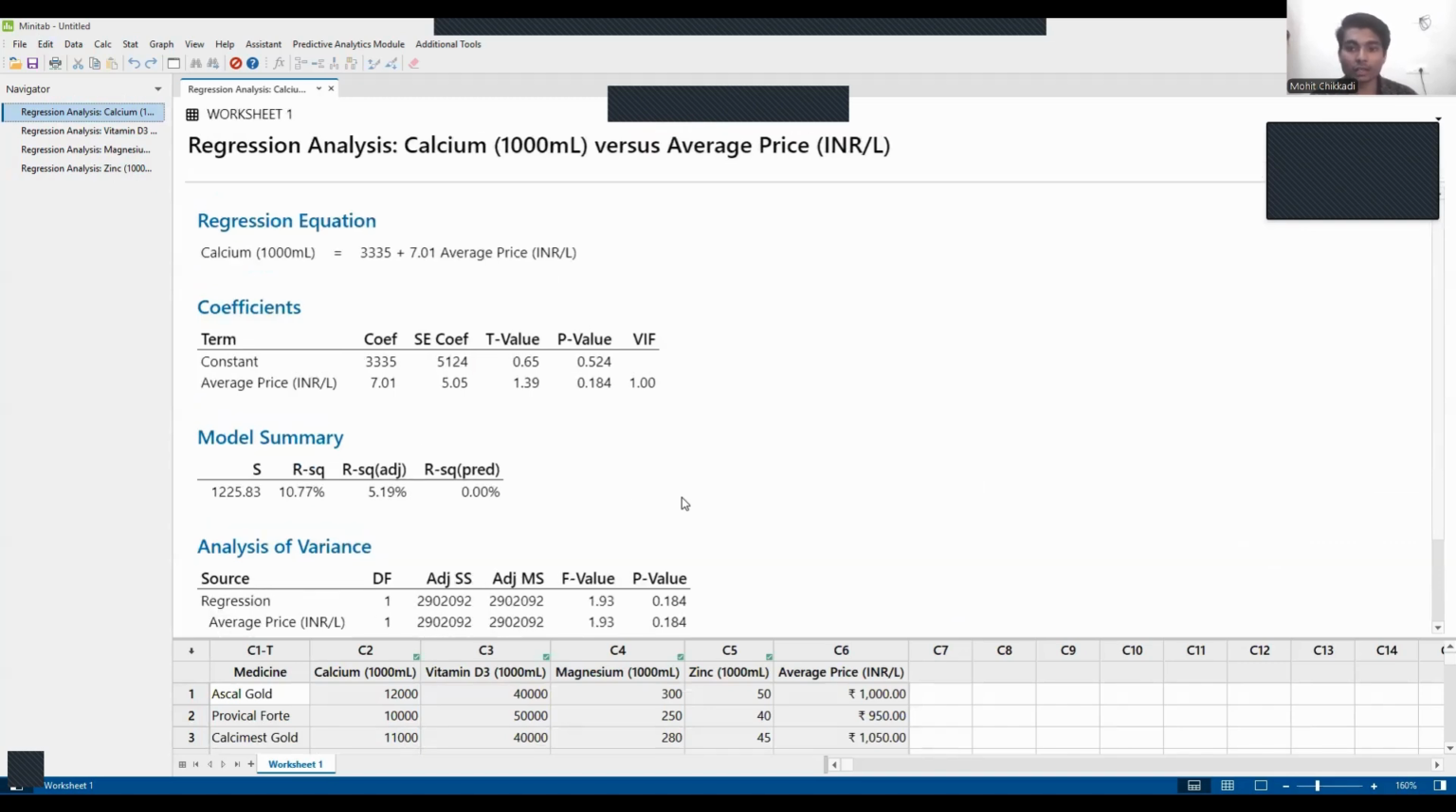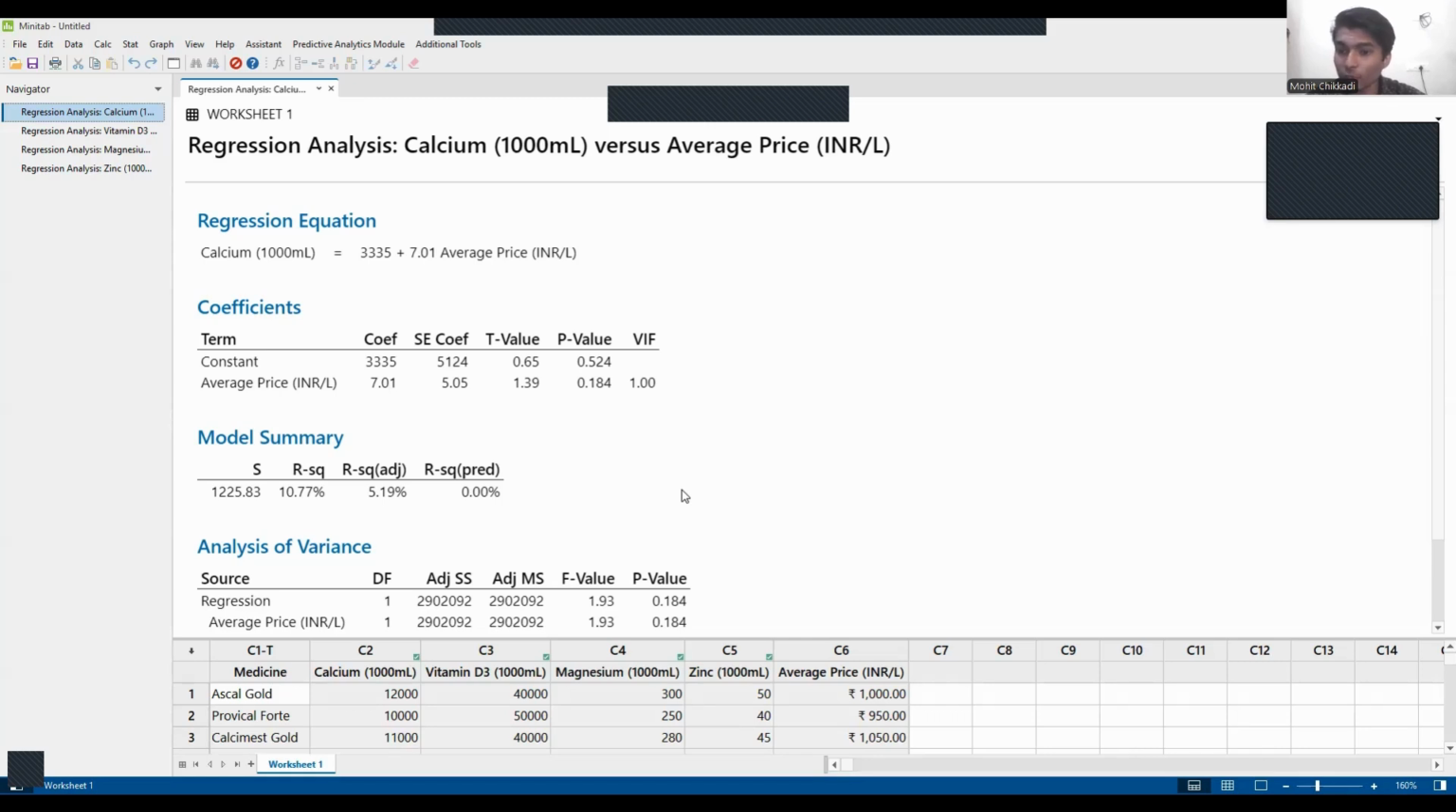So as you can see, starting with calcium, our analysis gives the equation of 3335 plus 7.01 into the average price. This equation suggests that theoretically, as the average price increases, the calcium content should also increase. For every increase in the price, we should expect to see around 7% increase in calcium content. However, the R squared value that we have is only 10.77%.